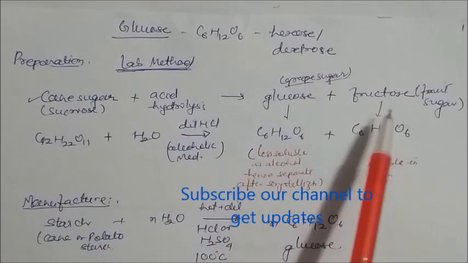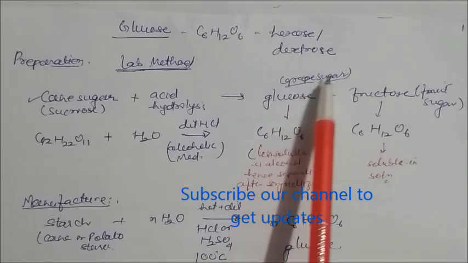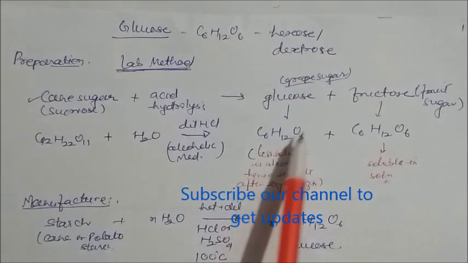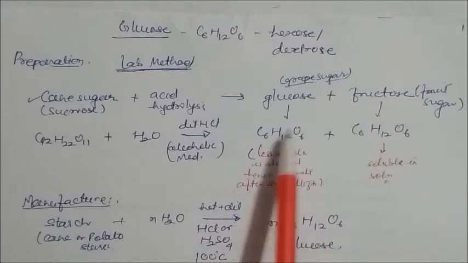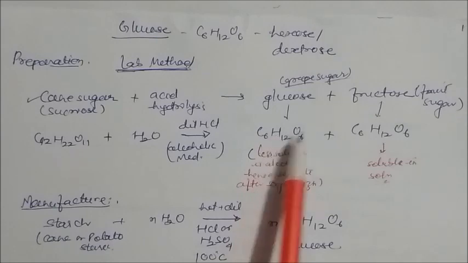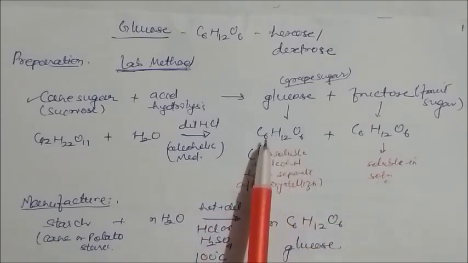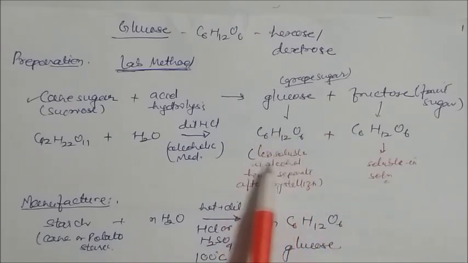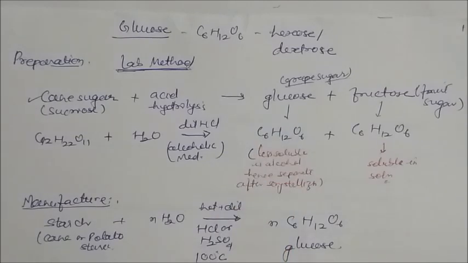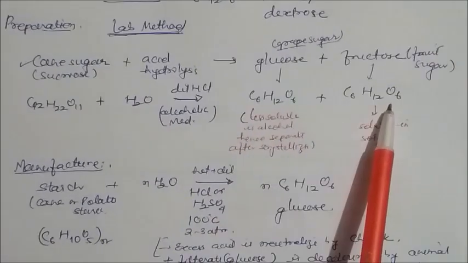The formula is the same, you can see here. Glucose is also called grape sugar apart from dextrose, and fructose is called fruit sugar. But you can see the structural formula is different. One is an aldehydic sugar and the second is a ketonic sugar. Fructose is soluble in alcohol, but glucose is less soluble in alcohol. This is the difference, and due to this lower solubility in alcohol, glucose separates out after crystallization. In this way we get the glucose, but sucrose is soluble in water.